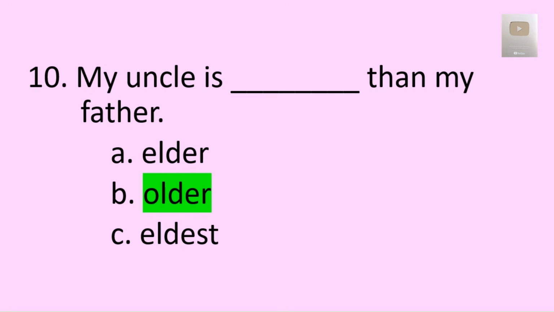So here the choice is elder and older. Elder we don't say than, we say elder to. To is not there in our sentence. It is than. Therefore we say older than. My uncle is older than my father.